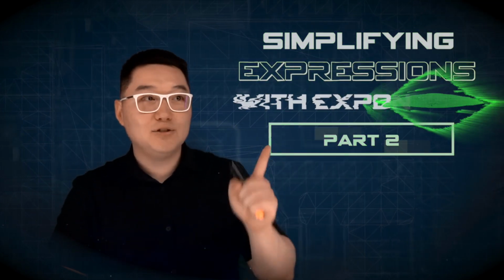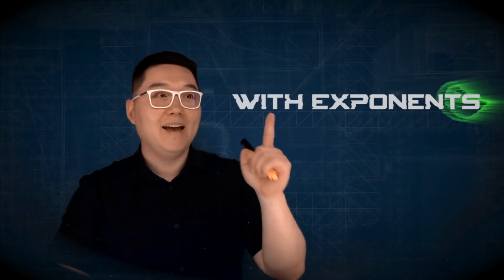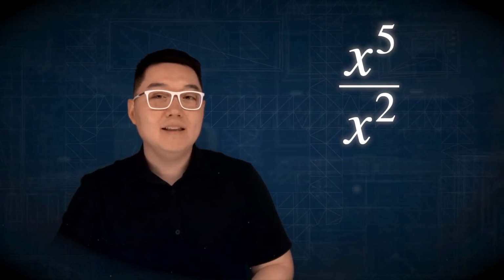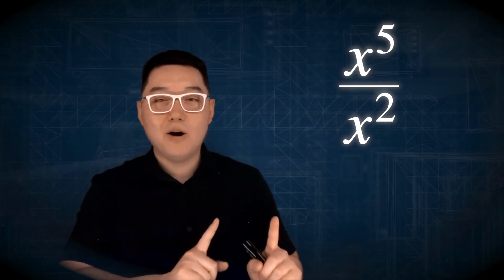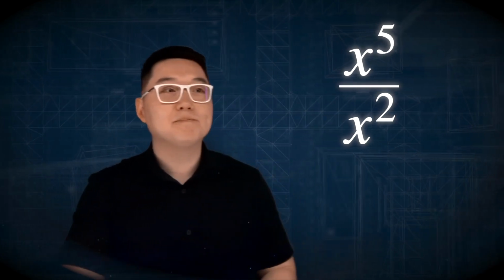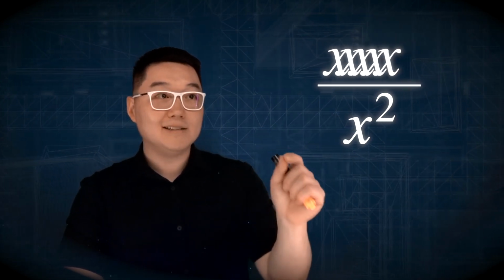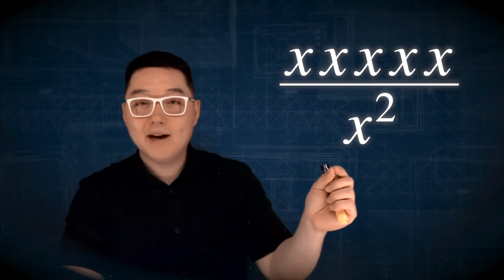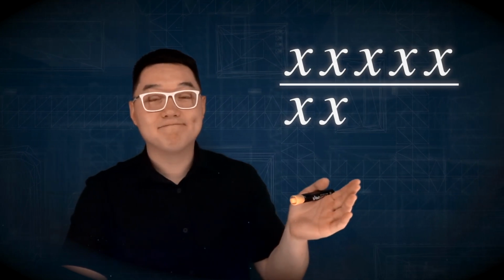So how do you simplify a division of two expressions containing exponents? Here's an example: x to the 5 divided by x to the second power. To simplify expressions like this, the best way is to always break it up into pieces. So x to the 5 can be broken up as x times x times x times x times x, 5 times, divided by x to the second power, which is really just x times x.